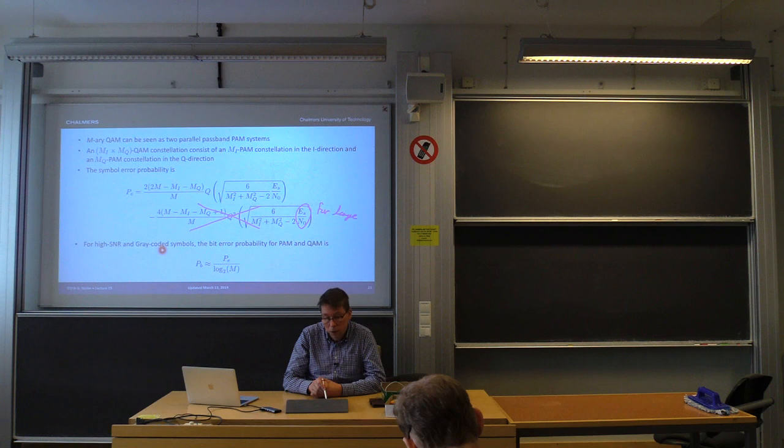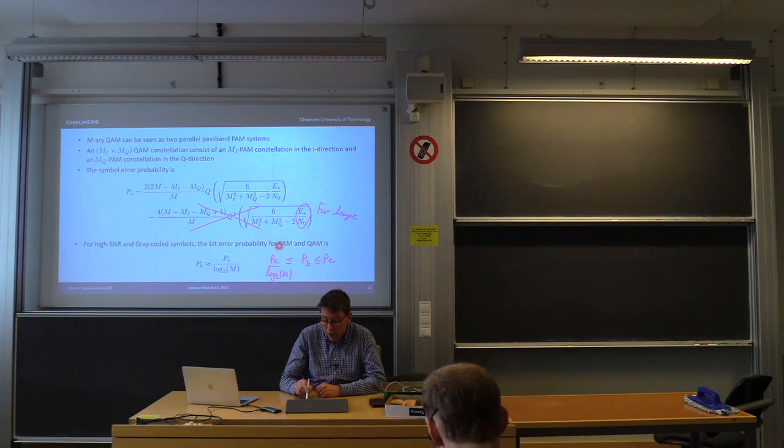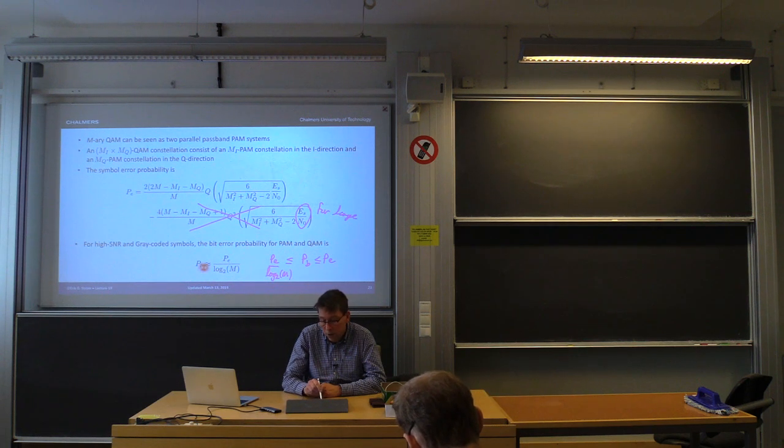For high SNR and Gray coding, we can go from symbol error probability to bit error probability through this equation. In general, the bit error probability is less than or equal to the symbol error probability, but it's also larger than or equal to the symbol error probability divided by log2 of M. This holds for all transmission schemes we can think about. For PAM and QAM with Gray coding at high SNR, there is this equation, which basically means that the bit error probability is the smallest number it can possibly be. It tends to the lower bound here.